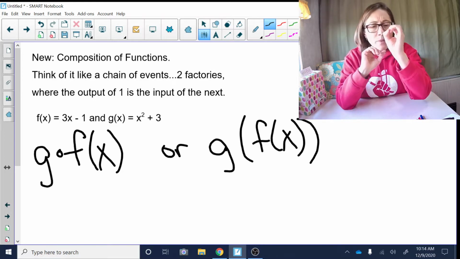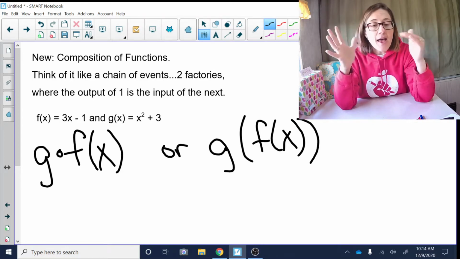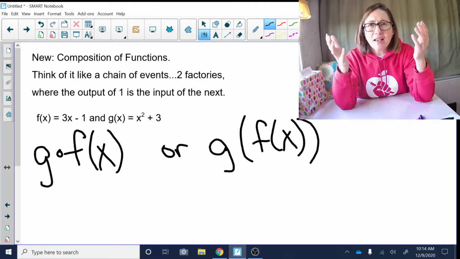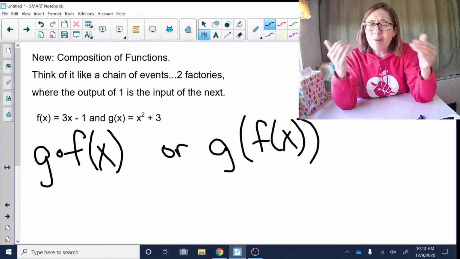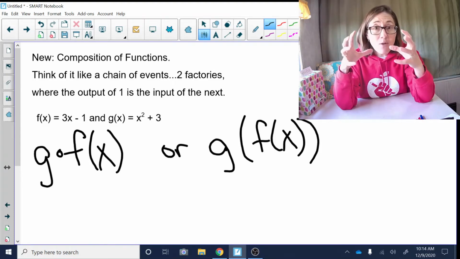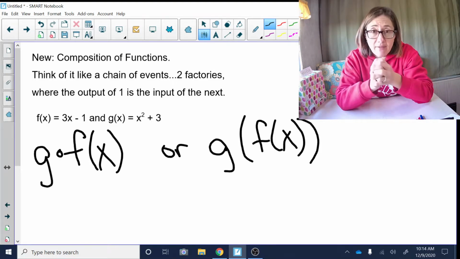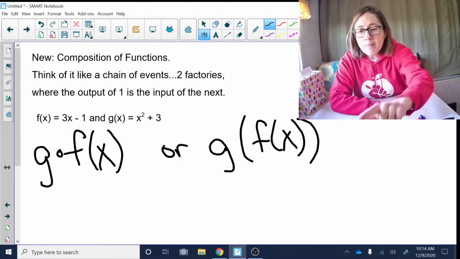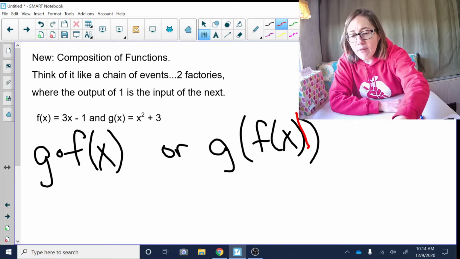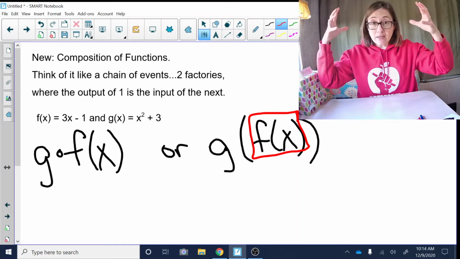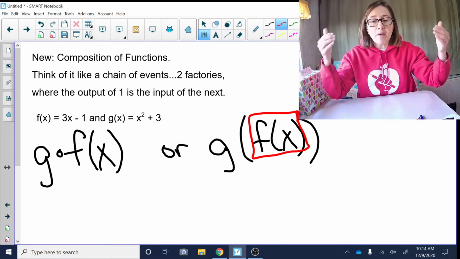So the little open circle does not mean multiplying. I think this is a kind of bad choice for them to choose for this symbol because it makes you think of a dot for multiplying. It's not what we're going for here. We're going for the f of x going inside of the g of x. So I kind of like the second symbolism better because you can see that the f of x is inside the g's parentheses. That kind of makes more sense in my mind.